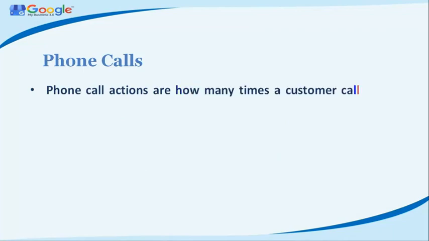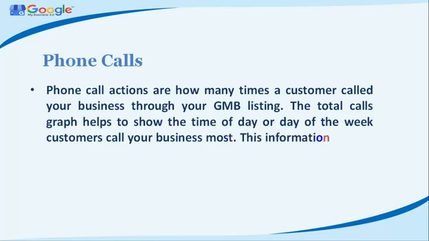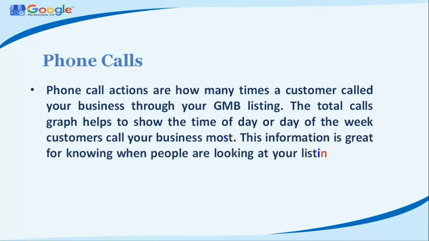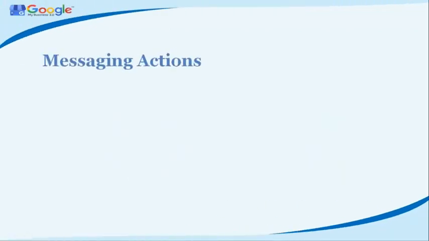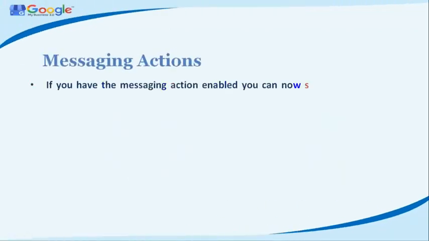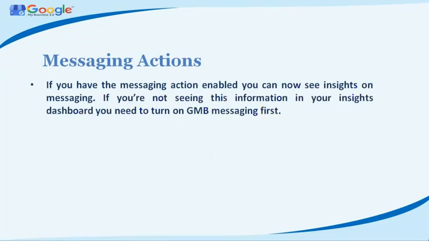Phone calls. Phone call actions are how many times a customer called your business through your GMB listing. The total calls graph helps to show the time of day or day of the week customers call your business most. This information is great for knowing when people are looking at your listings most, and you can target those times with ads or social posts. Messaging actions. If you have the messaging action enabled, you can now see insights on messaging. If you're not seeing this information in your Insights dashboard, you need to turn on GMB messaging first.